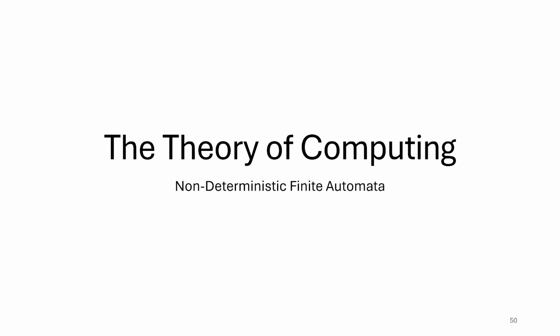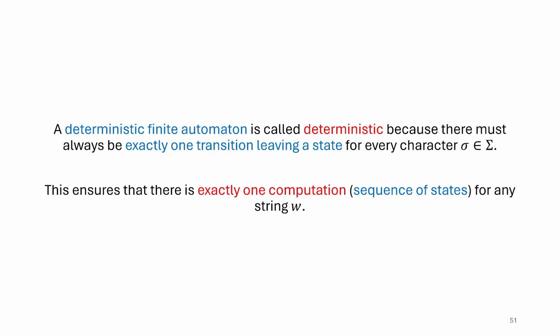All right, welcome. In this video, I'm going to introduce us to non-deterministic finite automata. As a quick review, a deterministic finite automata, the ones that we've been working with thus far, we call these deterministic because one of the rules that we stated is that for every state, there must be exactly one transition that leaves the state for every character in our alphabet.